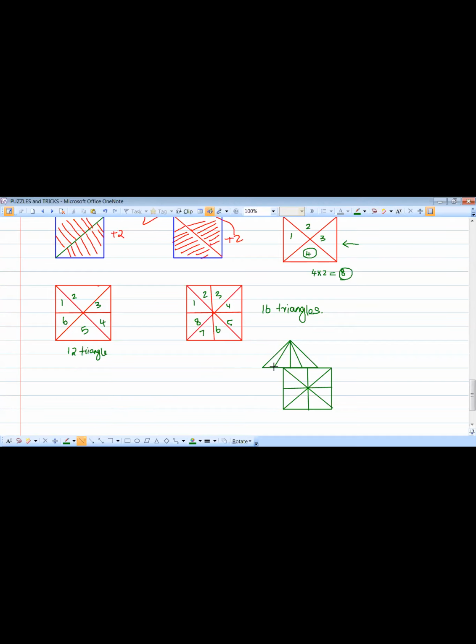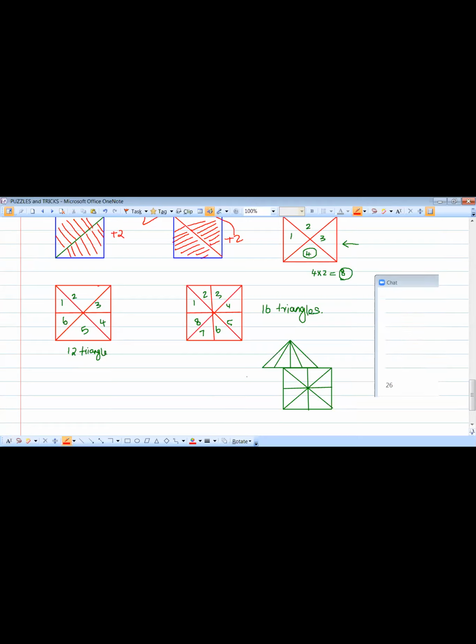So now tell me how many triangles are there in this figure. Totally how many triangles are there in this figure? 26 is the right answer. Many students are sending 26. Very good.